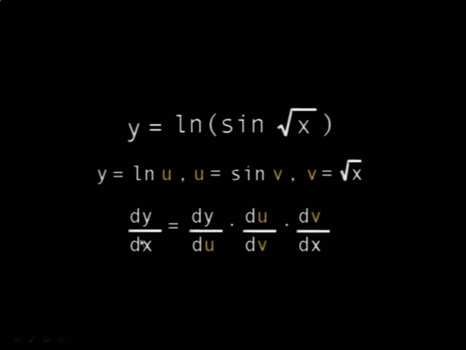So if you want to obtain dy by dx, it becomes equal to dy by du times du by dv times dv by dx. So you have here some fake or dummy variables called u and v, and you can cancel du with du and dv with dv to get dy by dx. But then if you want to calculate dy by dx, it is equal directly to the derivative of ln u, times the derivative of sine v, times the derivative of square root of x, and all of them are elementary functions, easily calculated.